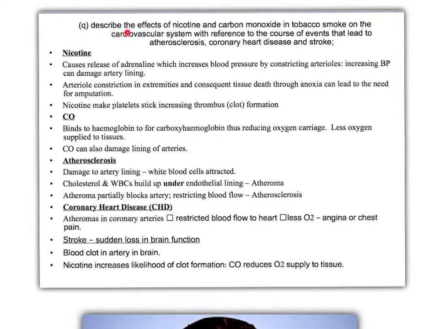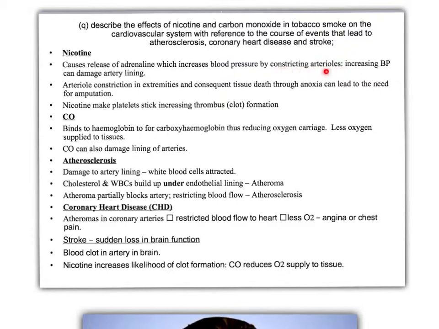This slide deals with the effect of nicotine and carbon monoxide on the cardiovascular system, with reference to atherosclerosis in arteries, coronary heart disease, and strokes. So dealing with the components, nicotine and carbon monoxide first of all. Nicotine causes a release of adrenaline from the adrenal glands, and that causes an increase in blood pressure by causing constriction of arterioles around the body, which are smaller arteries which can change their diameter.